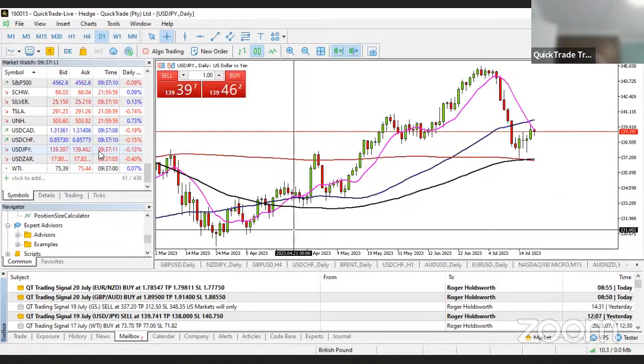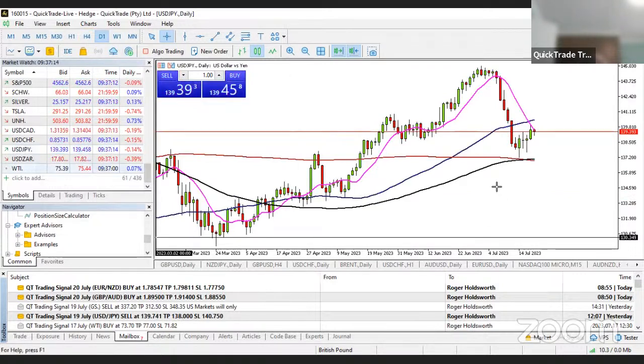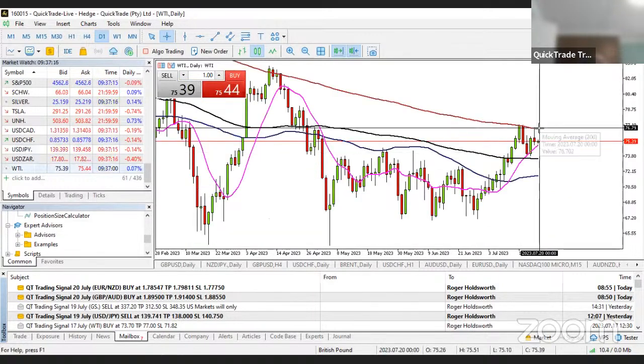WTI nearly hit the TP. I think a lot of guys took it in the end. It got up to 76.70, 76.80, around about that level, just short of the TP. I'm assuming a lot of guys took it out, and that's it. If you're still in it, well, you're in profit. Do not turn it into a loser. Make sure you've got your stop up to at least the entry price. For goodness sake, don't lose on it. Just short of the TP, but not too bad.